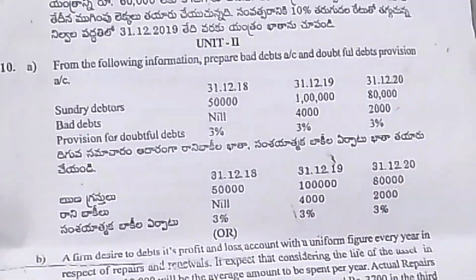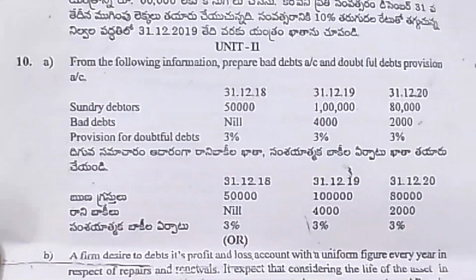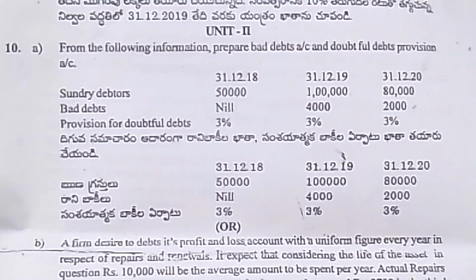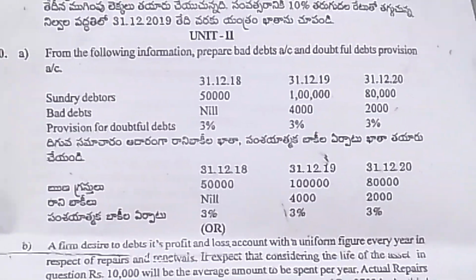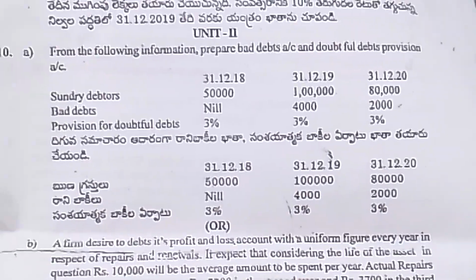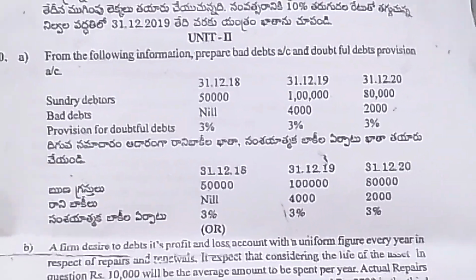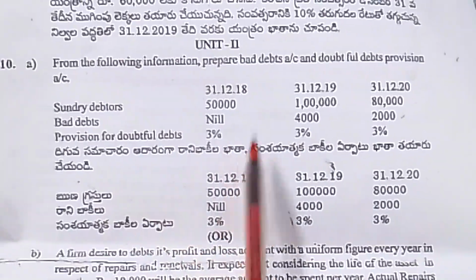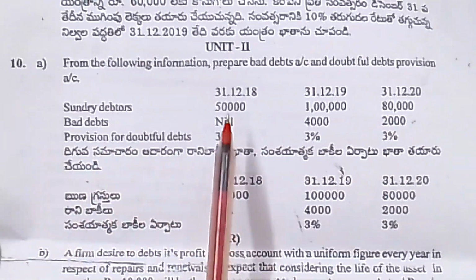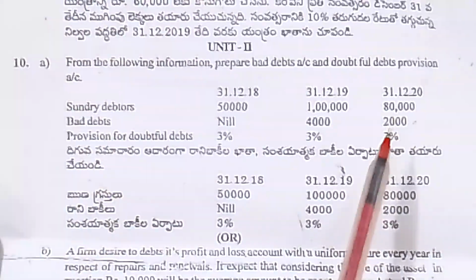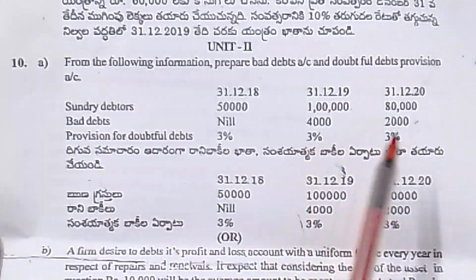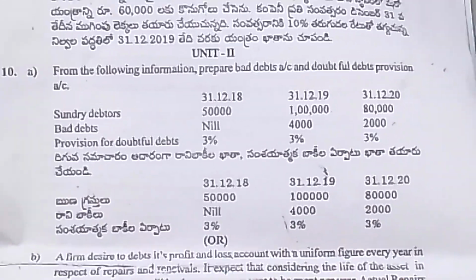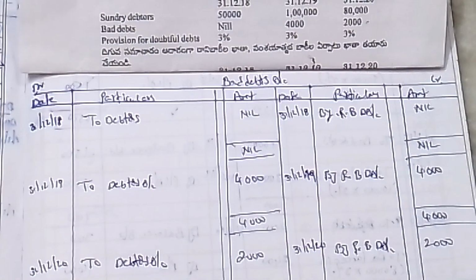Let us see unit 2. The chapter is provisions and reserves. Okay, from the following particulars prepare the bad debts account and doubtful debts provision account. Question: the dates are 31st December 2018, 31st December 2019, 31st December 2020. Sundry debtors 50,000, 1 lakh, 80,000. Bad debts in the first year nil, second year 4,000, third year 2,000. Provision for bad and doubtful debts 3%, 3%, 3%. We will prepare the bad debts account and provision for doubtful debts account. So let us see the bad debts account.